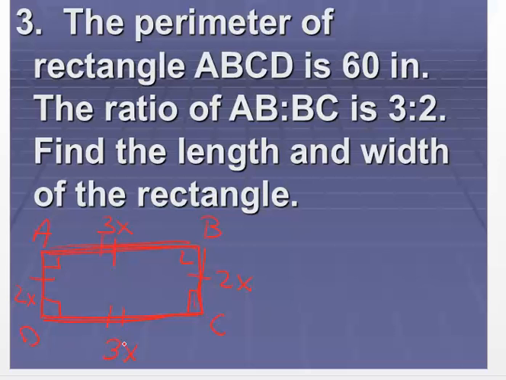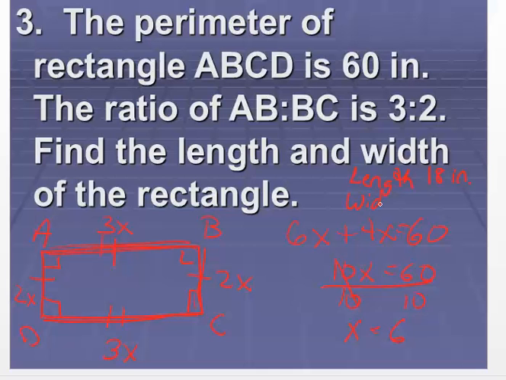So 3x plus 3x, there's 6x. 2x plus 2x, there's 4x, equals 60 inches. 6x plus 4x is 10x equals 60. And when we divide by 10, we find that x is 6. It wants the length and the width of the rectangle. So my length is 3x. 3 times 6 is 18. So our length up here under the problem is 18 inches.